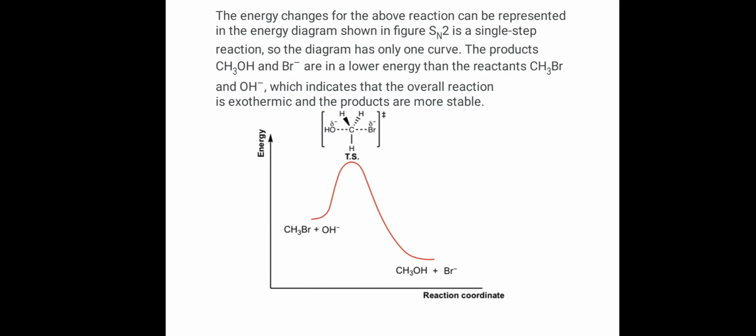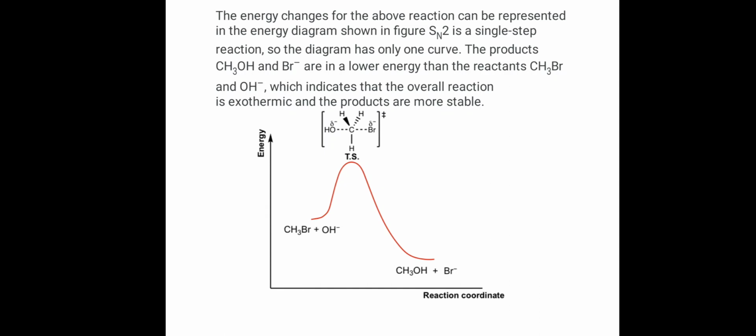The energy profile diagram of the SN2 reaction. The energy changes for the above reaction can be represented in the energy diagram shown in the figure. This is a single-step reaction. Already we know the SN2 reaction is a single-step reaction because the nucleophile adds to the sp3 hybridized carbon and at the same time the leaving group is pushed out from the sp3 hybridized or alkyl carbon.